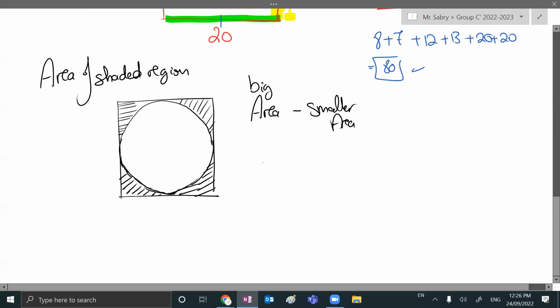In this case, it would be the area of the square, correct? The biggest area is the area of the square minus which one is the smaller area? The circle. The circle, yes. So the area of the square minus the area of the circle should get me the entire shaded region.